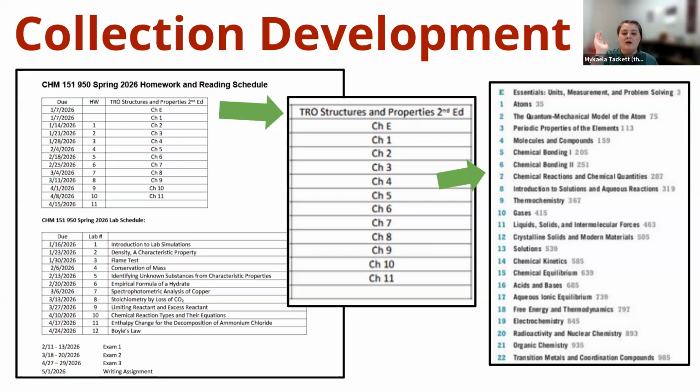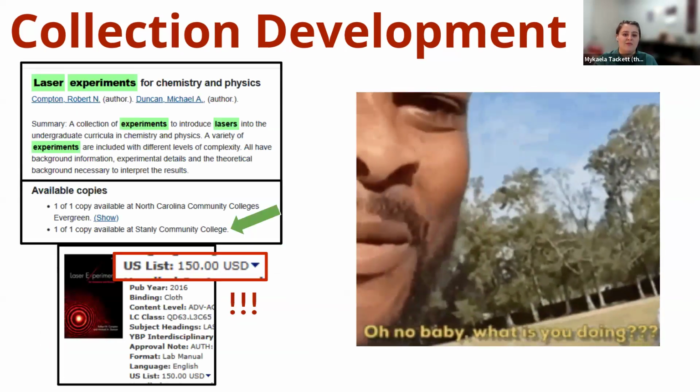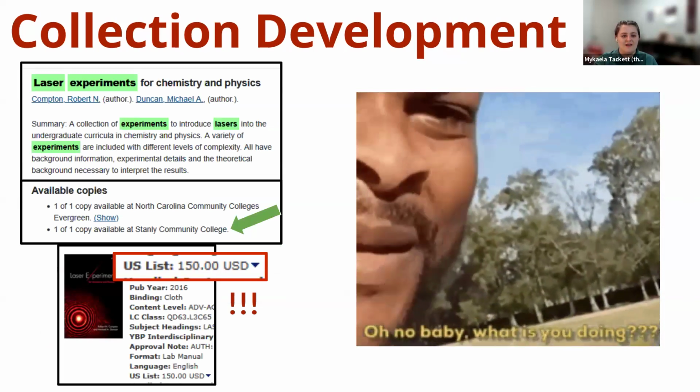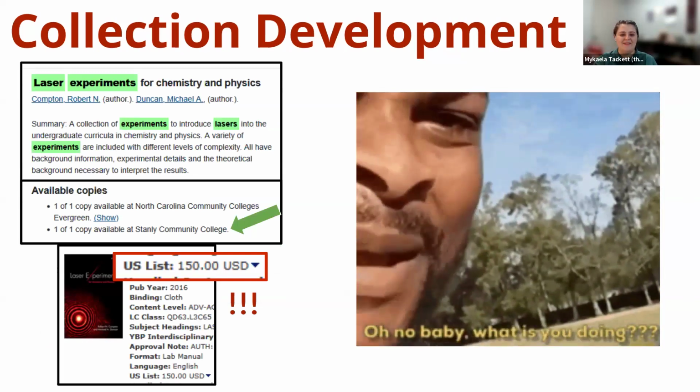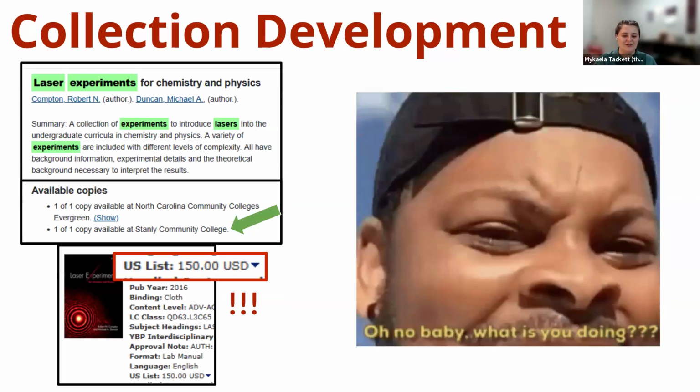But anyway, with this reading schedule, I pulled that book and then pulled up the table of contents to see, okay, they're covering liquids, solids, and intermolecular forces as the last thing they're getting to in this course. So then I go back and ask myself, what books on chemistry do we have, and do our books align with the course content? We had Laser Experiments for Chemistry and Physics, a collection of experiments to introduce lasers into the undergraduate curricula in chemistry and physics. We don't have lasers, and they're not looking at lasers. And this book cost $150.